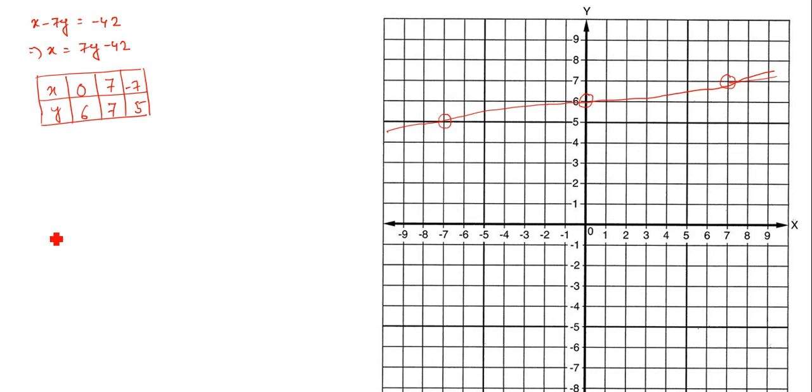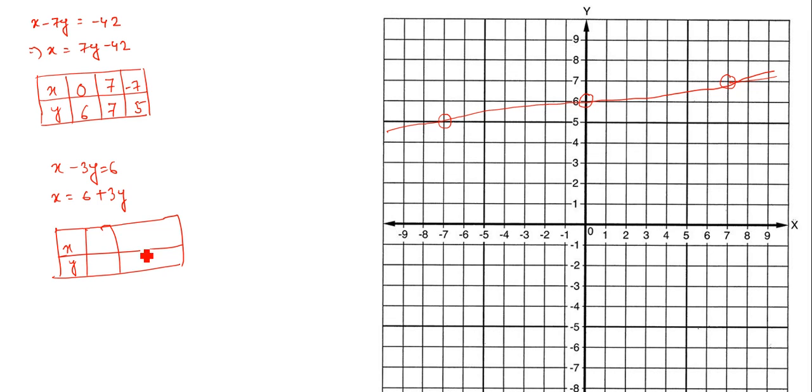Now my next equation is x minus 3y equal to 6. For that x will be 6 plus 3y, and here the table again is x, y. If we put the value of y as 0, x will be 6, and if we put the value of x as 0, y will be minus 2, and if we put the value of y as minus 1, x will be 3.